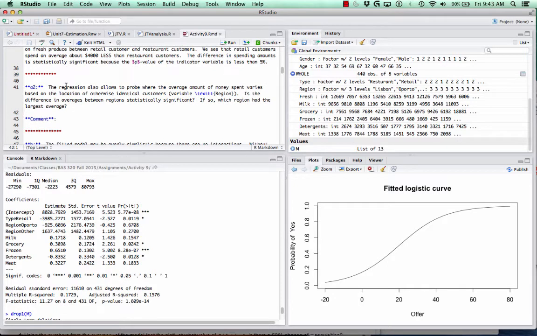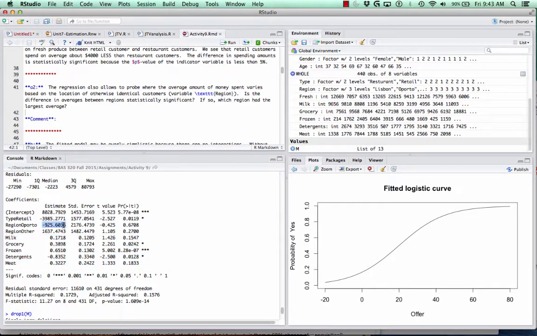All right, so the regression also allows us to probe whether the average amount of money spent varies based on the location of otherwise identical customers. So how do we know what the difference in the average amount of money spent between different regions is? Well, the coefficients of the indicator variables for region tell us this. What we imagine is that we're comparing otherwise identical customers, so they're either both retail customers or both restaurant customers, and they're both spending the exact same amount of money on these 5 other products.